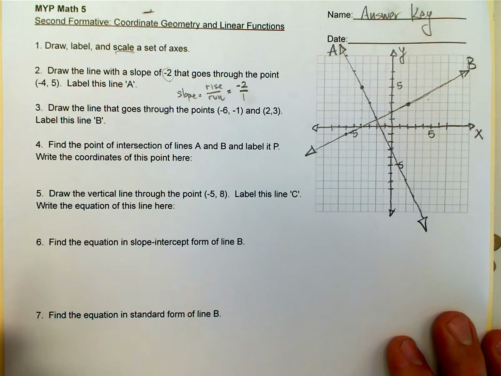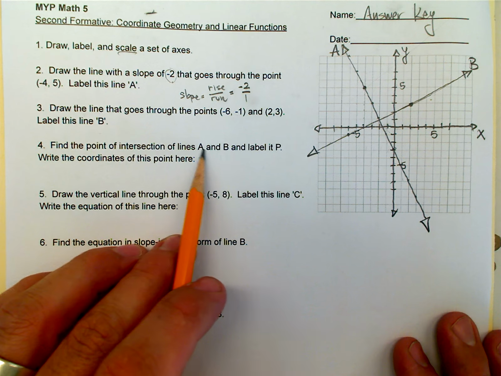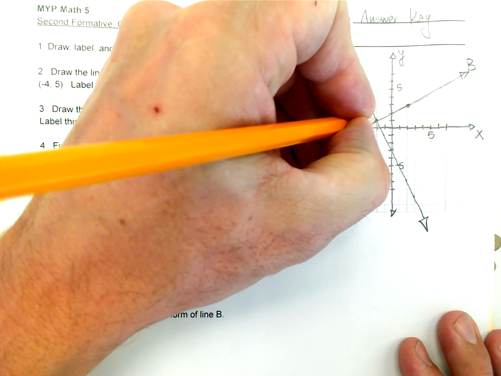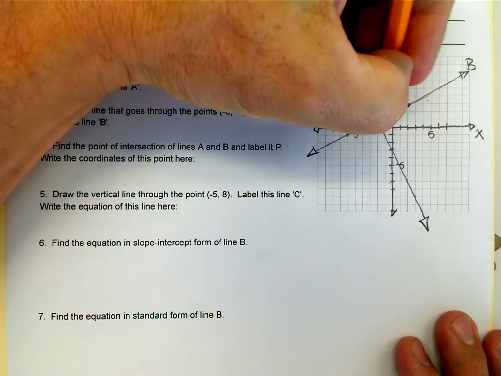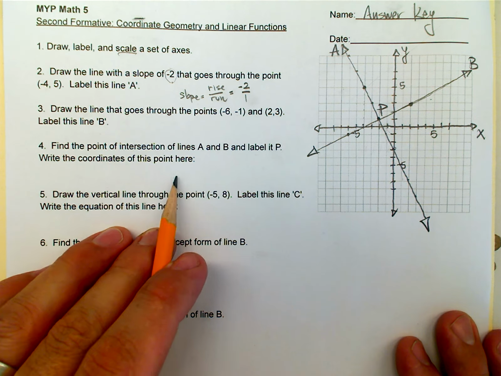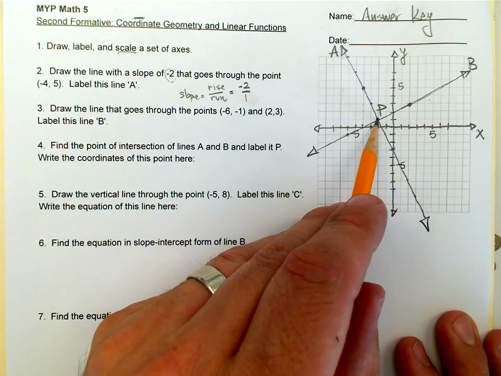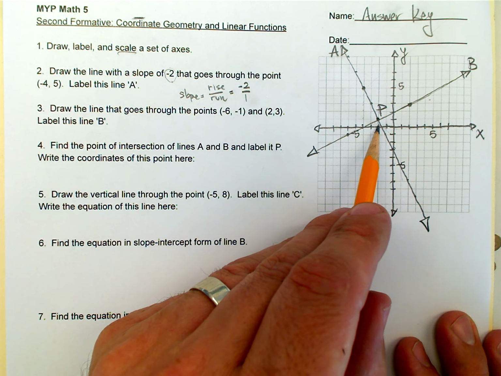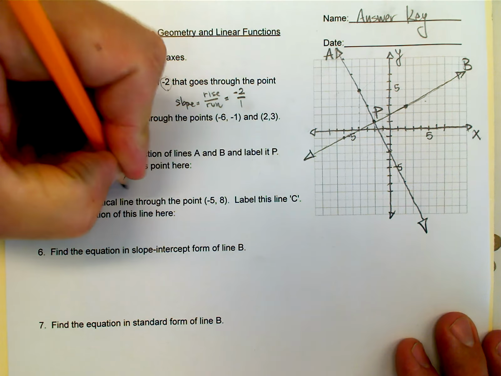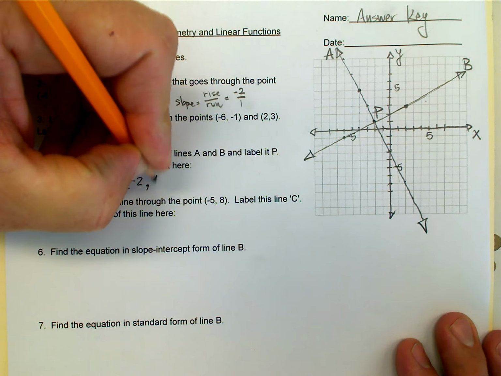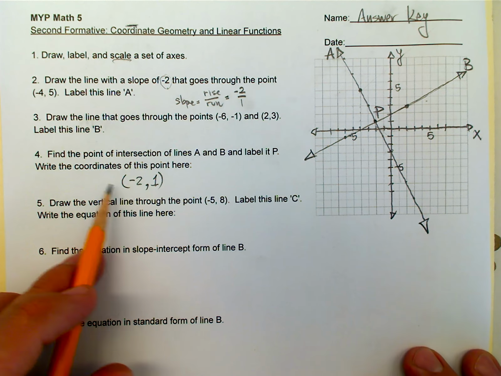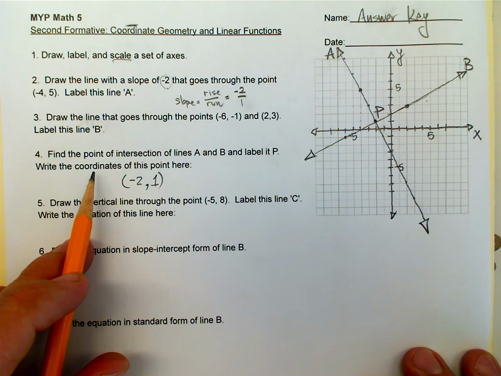Okay. Now, find the point of intersection of lines A and B and label it P. Well, that's easy enough. That's right here. That's point P. And it says write the coordinates of this point. So what's the x value here? It's -2. And the y value, +1. So x is -2, y is 1. And there's the coordinates of point P. The coordinates are the ordered pair.